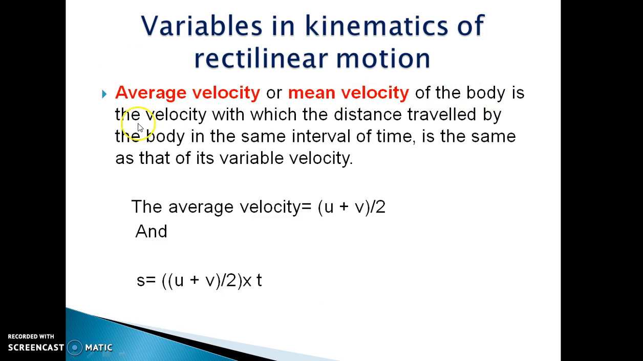If a body is moving with a velocity with which the distance travelled by the body in the same interval of time is the same as that of its variable velocity, the average velocity is given by u plus v divided by 2, and displacement is given by u plus v divided by 2, whole bracket, into t.